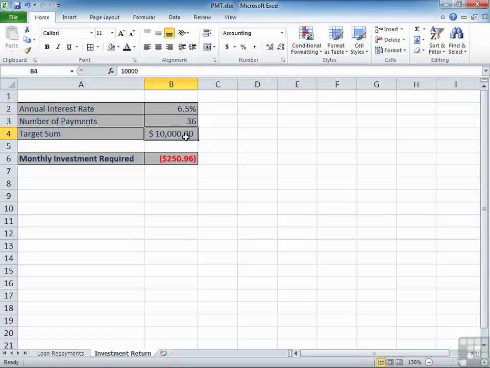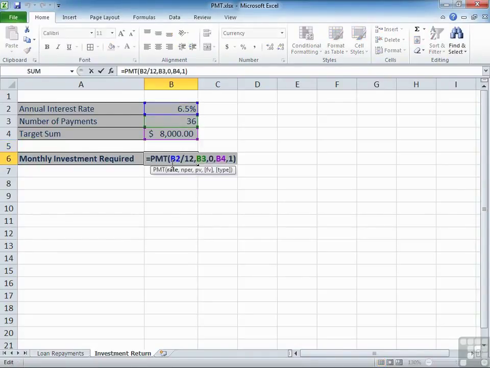Perhaps I ought to reduce my target a little. Perhaps I should aim for 8,000. Then I would need to put $200 away. Okay, $200 is okay. So after 3 years of investing $200 each month in an account paying 6.5%, I would have $8,000. That uses the PMT function.